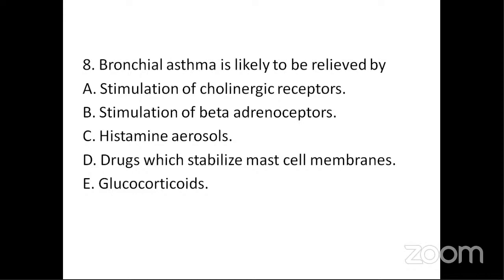That is false because histamine is a bronchoconstrictor. It is not a bronchodilator. It is a bronchoconstrictor. So C is also false. And D, drugs which stabilize mast cell membranes.